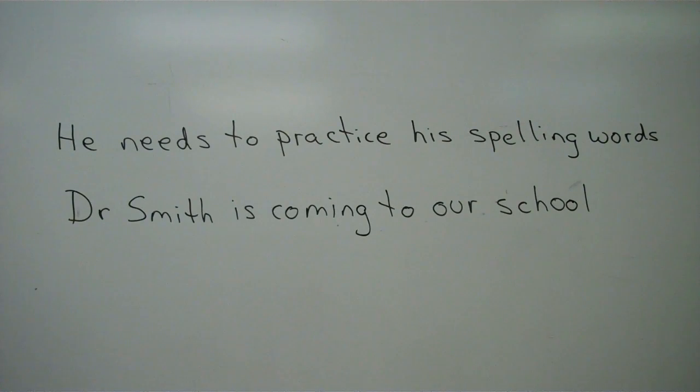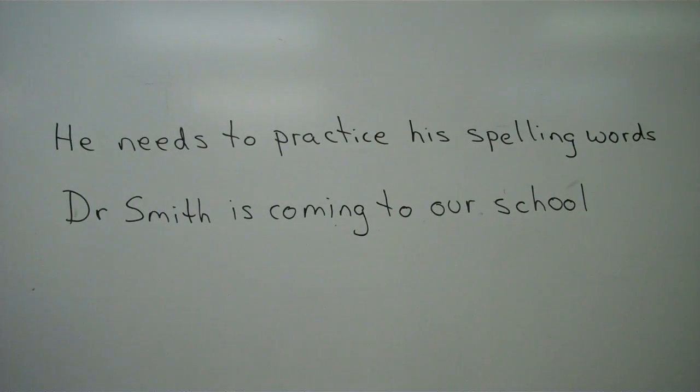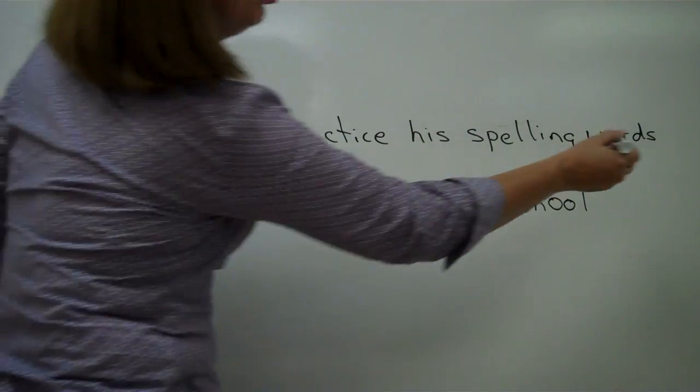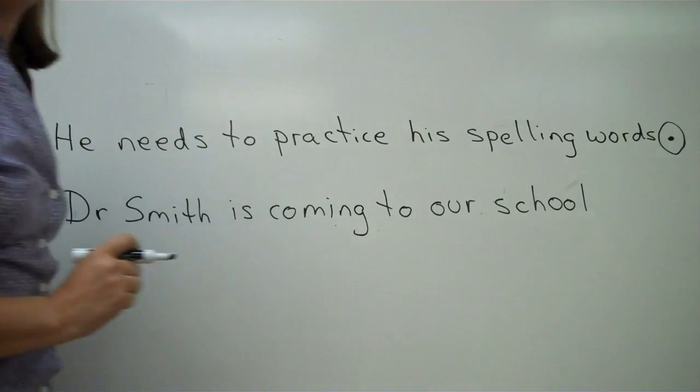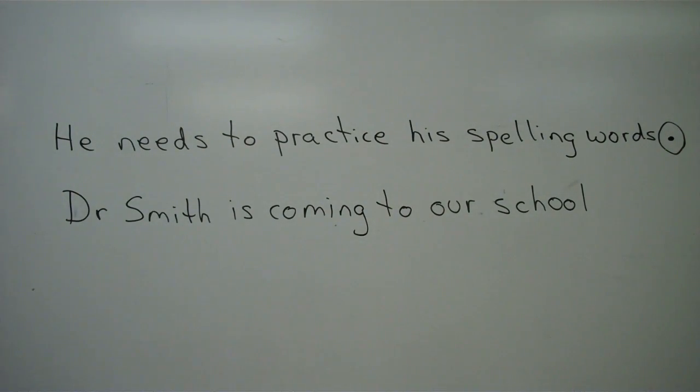I am going to show you now how to use editing marks to insert an end punctuation or a period. Let's look at the first example. He needs to practice his spelling words. This is a declarative sentence. It needs a period. So let's insert the period. How do we do this? Well, we do a circle and insert that end punctuation.